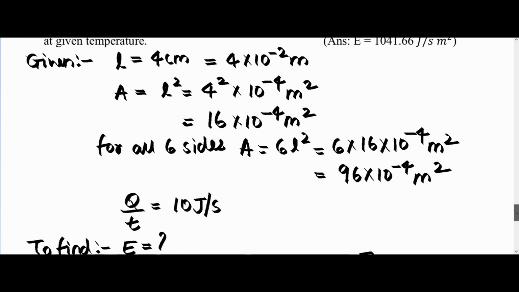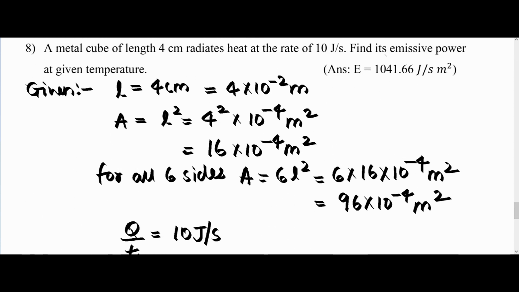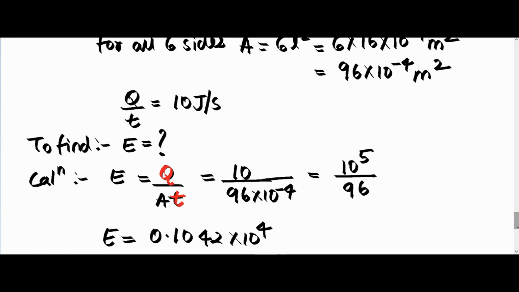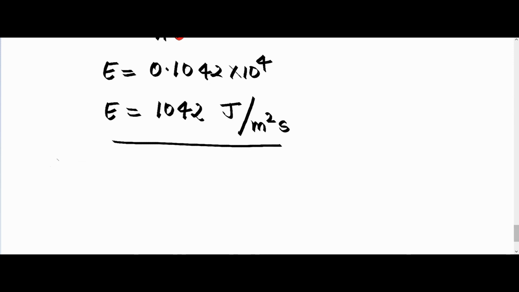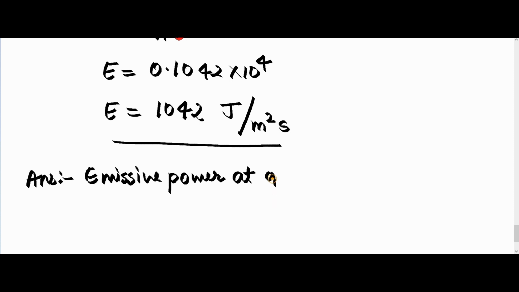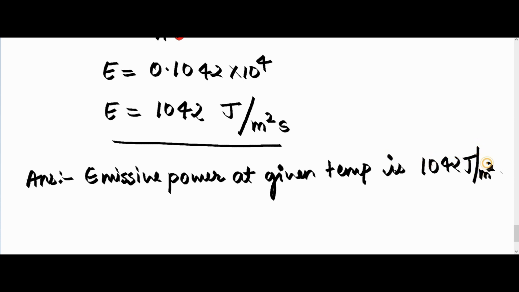At the end, write the statement. Emissive power at given temperature is 1042 joule per meter square second.